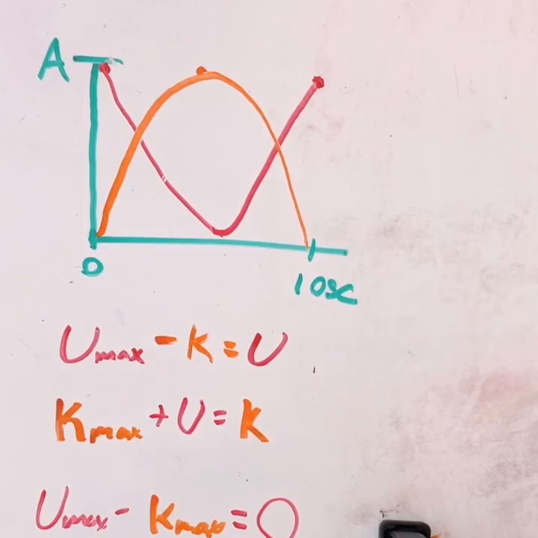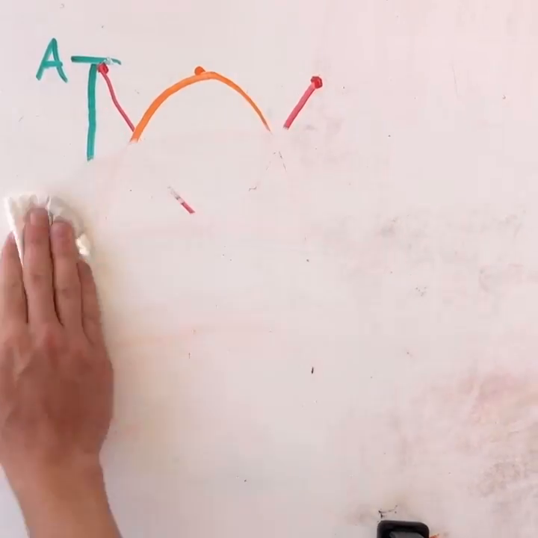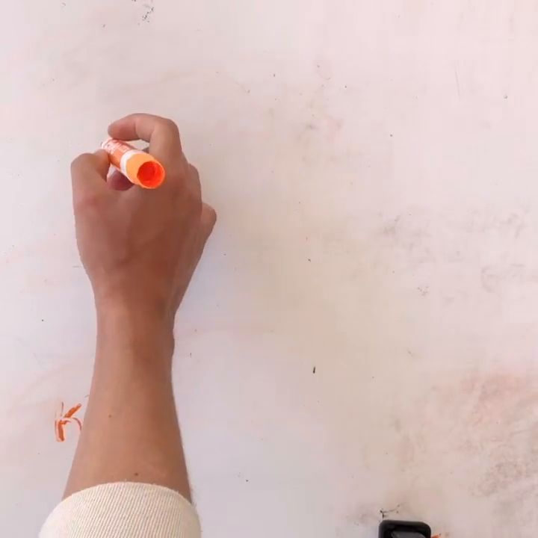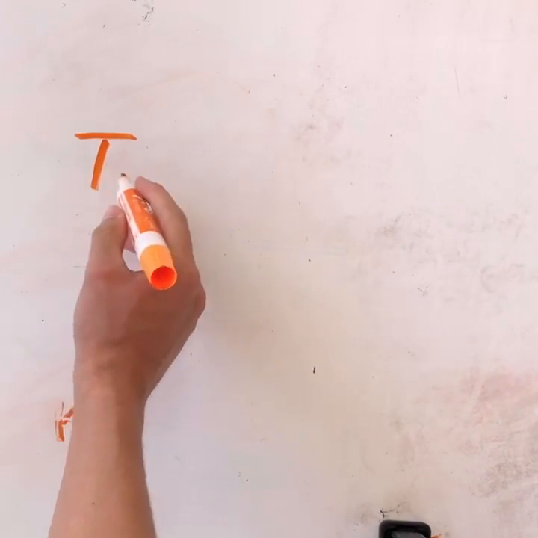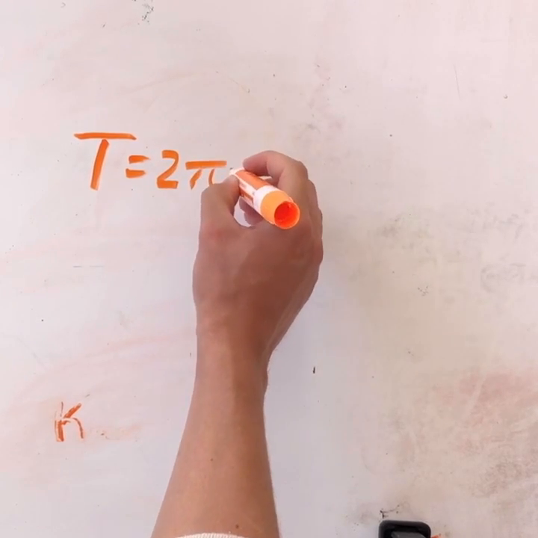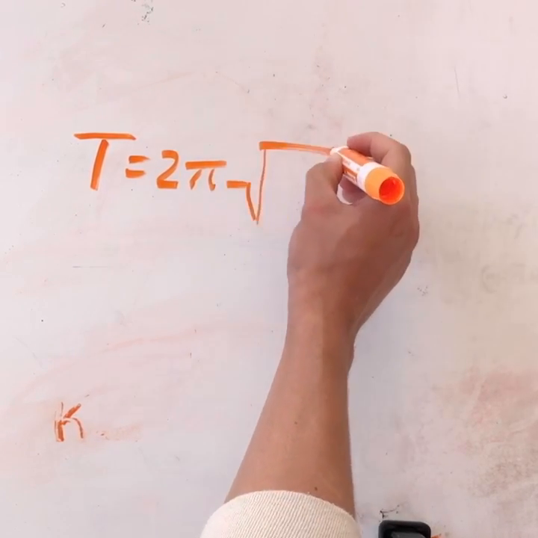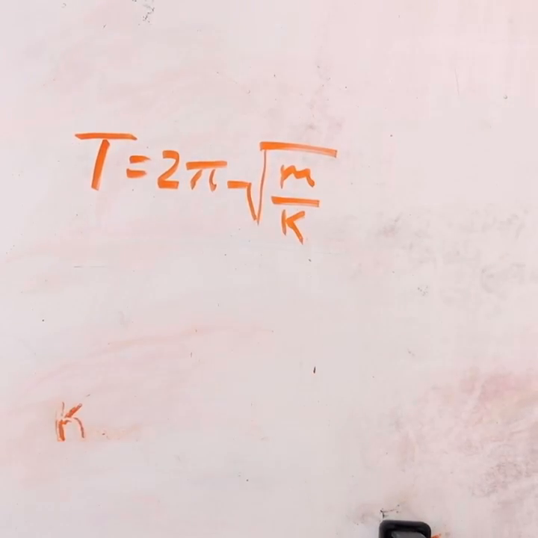Now, there are two formulas for describing this kind of phenomenon, and they are as follows. The first is the formula for period, calculating the period of a simple harmonic oscillator. You calculate the period by multiplying 2 pi by the square root of the mass over the spring constant. All right, so that is our formula for period.